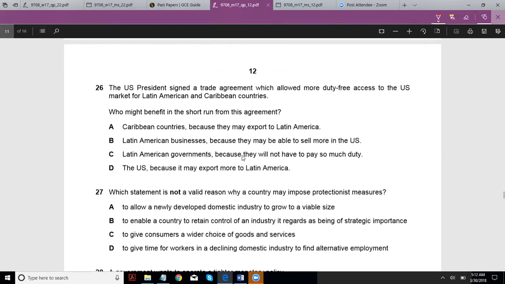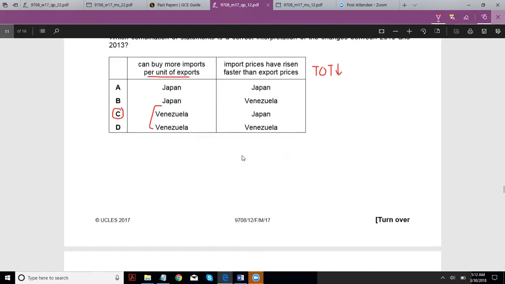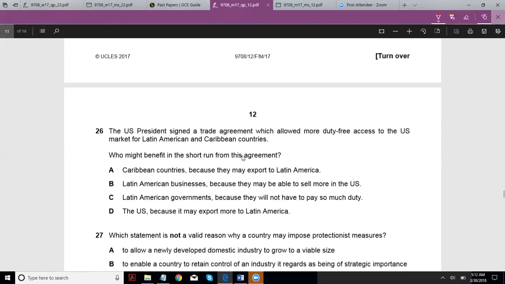The U.S. president signed a trade agreement which allowed more duty-free, so tax-free, access. Like, you're basically reducing trade barriers when you talk about duty-free. It allowed more duty-free access to the U.S. market for Latin America and the Caribbean countries, who might benefit in the short run from this agreement. Caribbean countries, because they may export to Latin America.